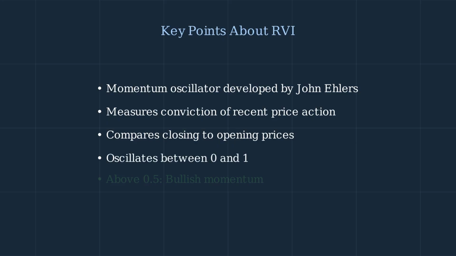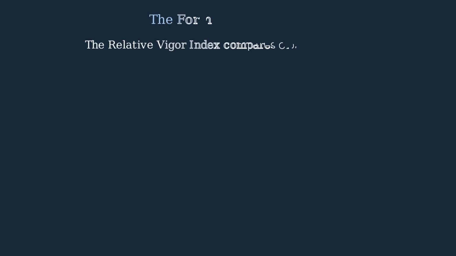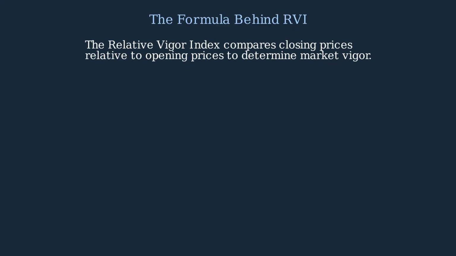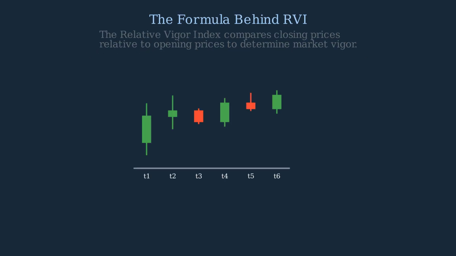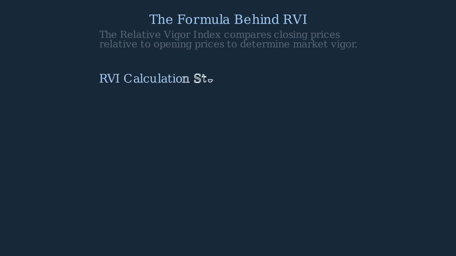It oscillates between 0 and 1, with readings above 0.5 suggesting bullish momentum and readings below 0.5 suggesting bearish momentum. The Relative Vigor Index formula compares the closing price relative to the opening price to determine market vigor. To understand how RVI works, let's look at a series of price candles. The RVI calculation involves 5 key steps.